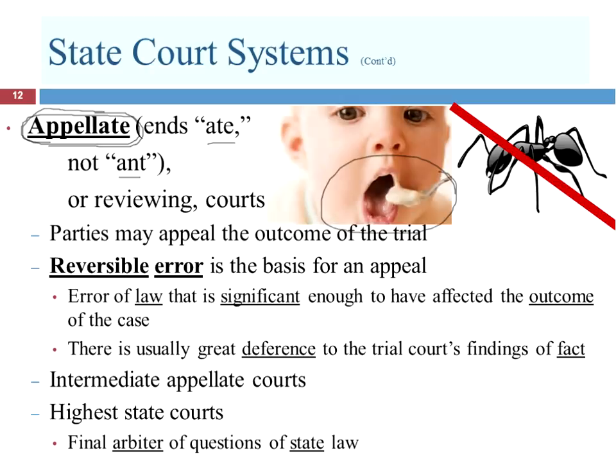The baby is eating, right? So that's where the word ate. We have appellant court, that's when we have the little insect here. An appellate court is the court who hears the case. An appellant is the person who files the appeal, the filer of the appeal.